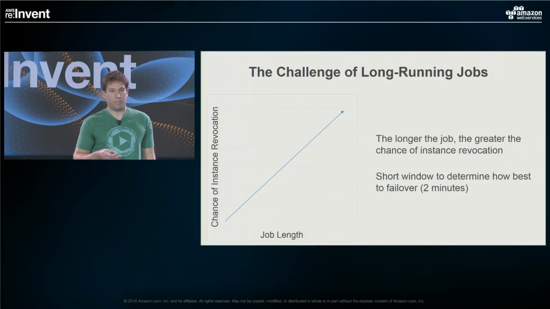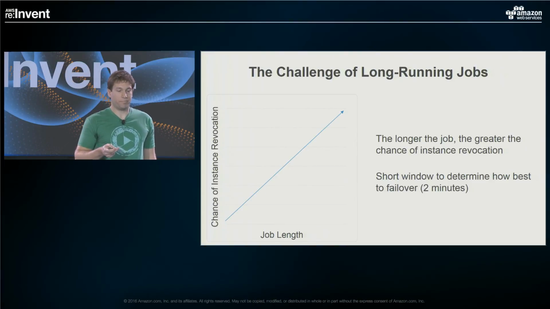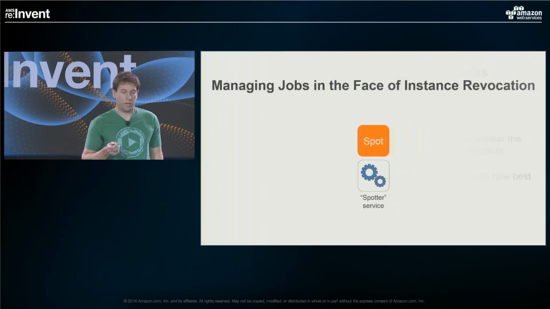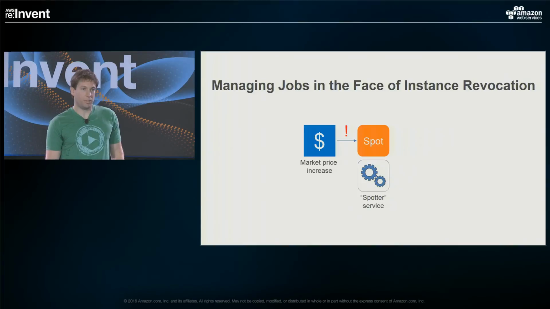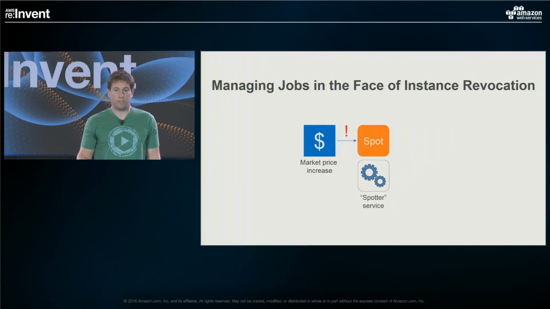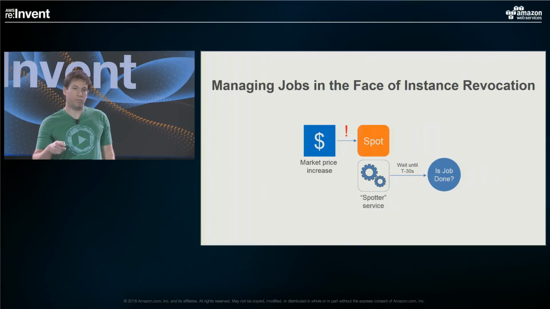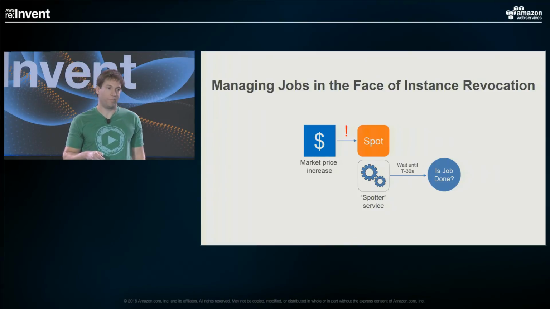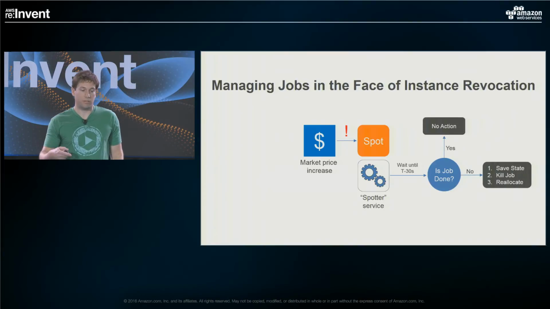Amazon gives you a little bit of warning. They'll give you 2 minutes of warning if you're going to have an instance revoked, and you've got to be able to handle that. So what do you do? In our case, we came up with this small service that we call Spotter that runs on the instance. When the market price goes too high, Amazon sends us a message and says, you're going to lose this machine. The Spotter service listens to that message, and it tries to determine, is the job that's already running going to finish before we lose that machine? If so, great. There's nothing to do. But what happens if it isn't going to finish?